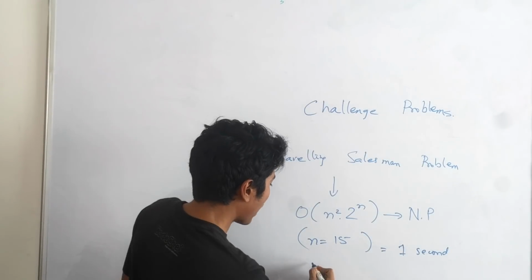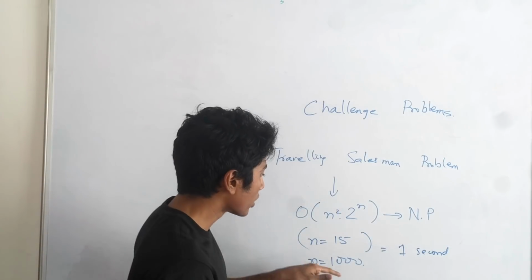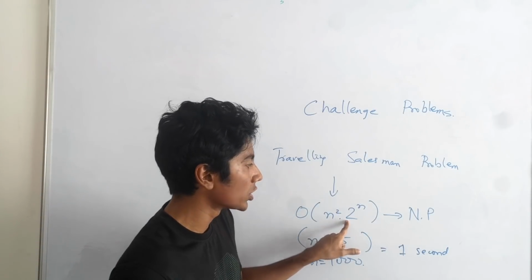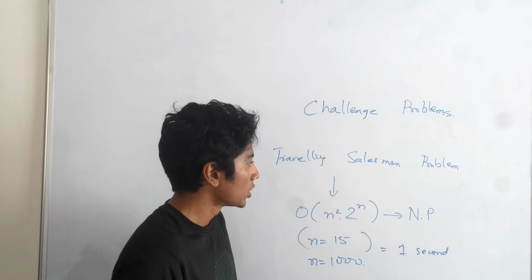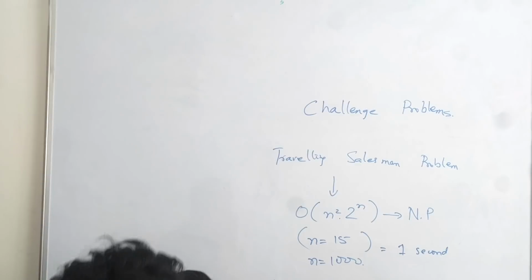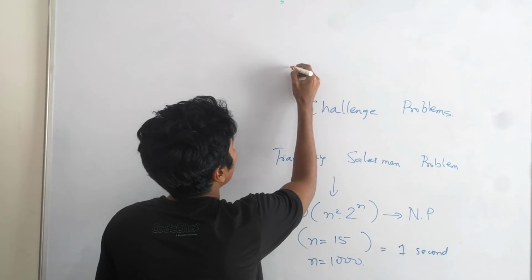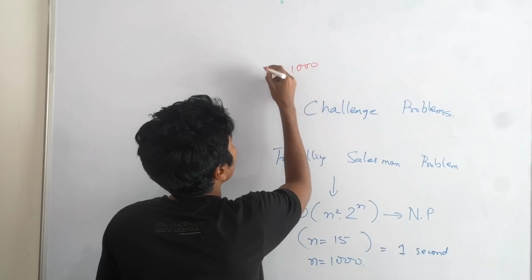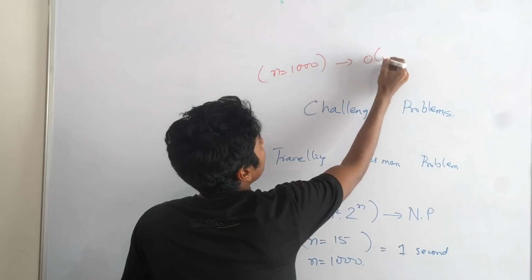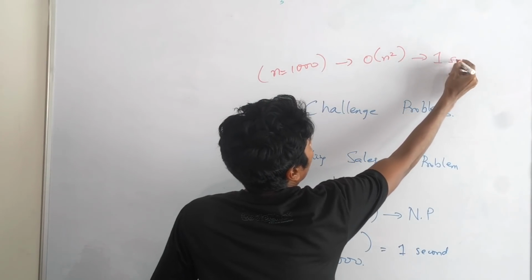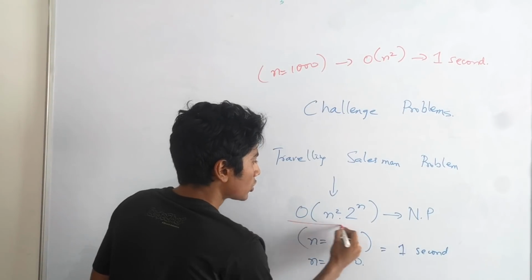Now what happens if I give you n equal to 1000? There is no chance that you can run this code and get an optimal solution within 1 second because it's been proven to be non-polynomial running time. So the only option you have is to use some other algorithm. For n equal to 1000, to run within 1 second, you will need something like an n square algorithm. But we have already said that there is no chance that you can get the optimal solution.